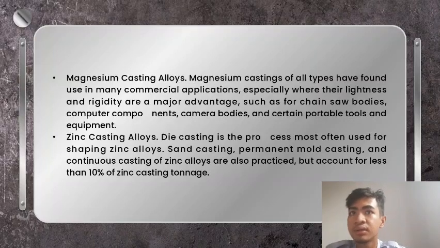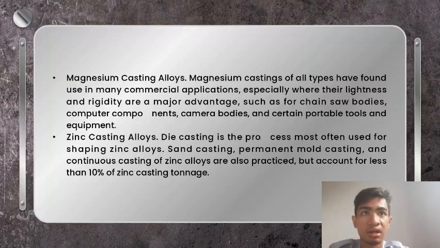Magnesium casting alloys. Magnesium castings of all types have found use in many commercial applications, especially where their lightness and rigidity are major advantages, such as for chainsaw bodies, computer components, camera bodies, and certain portable tools and equipment. Magnesium alloys and castings are used extensively in aerospace components. Molten magnesium alloys have a very low viscosity, allowing the metals to flow long distances and fill narrow mold cavities.